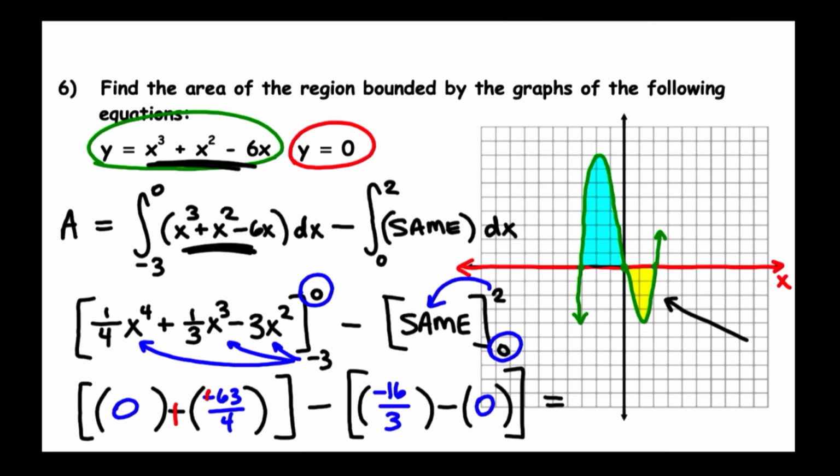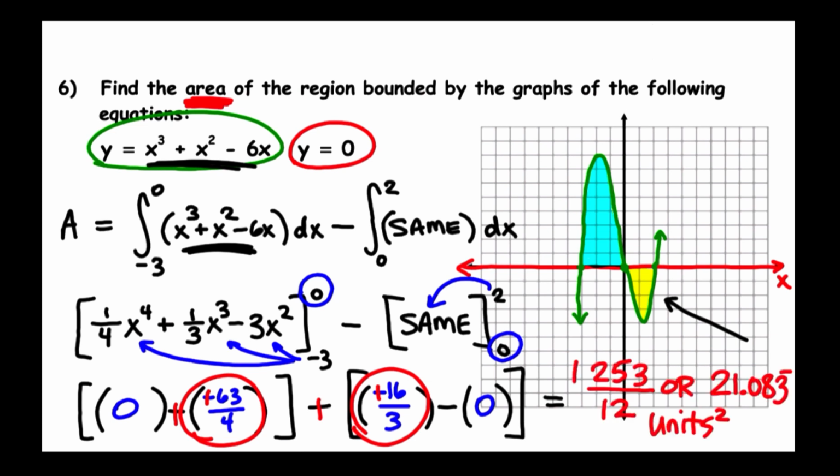Both of these will turn positive, which they should because we're looking for an area. And so I'm guaranteed to have it work out the right way. 63/4 plus 16/3, if you get a common denominator, comes out to 253/12 or 21.08333 repeating units. That's 21 and 1/12. That's it for number 6.